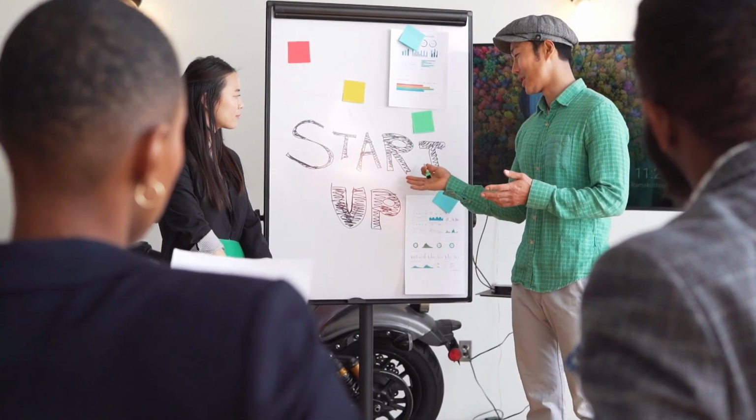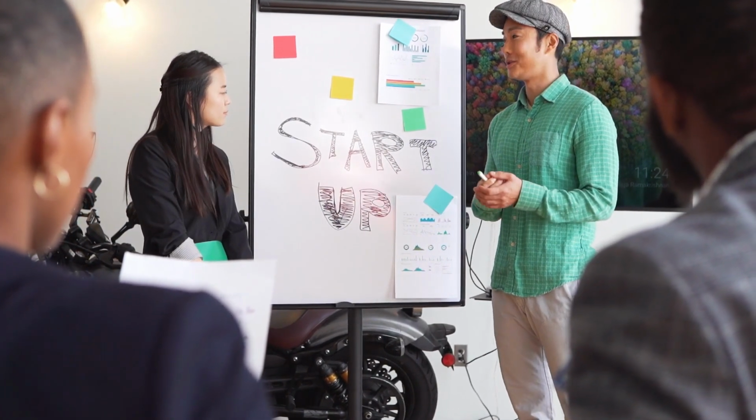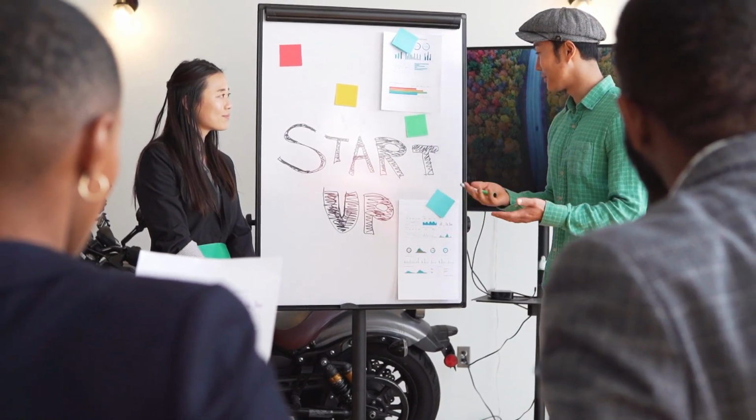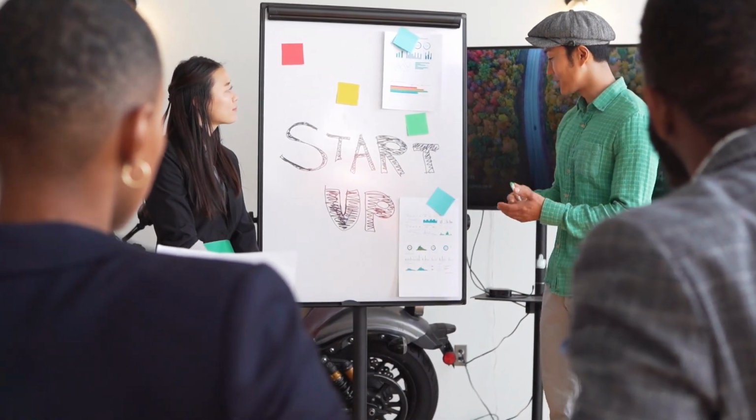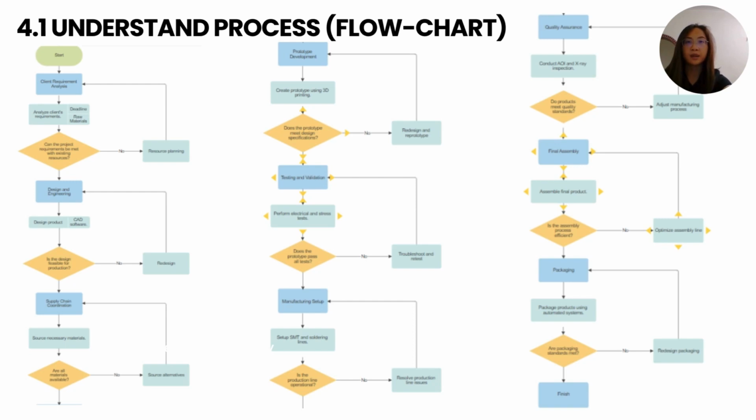The process begins with client requirement analysis, evaluating the client's needs, and then proceeds to the design and engineering phases. If not feasible, the product is sent back to the drawing board for redesign. If materials are available, the process moves to prototype development. If necessary, alternative sources are sought. The prototype is tested and validated, and if successful, the manufacturing setup is established.